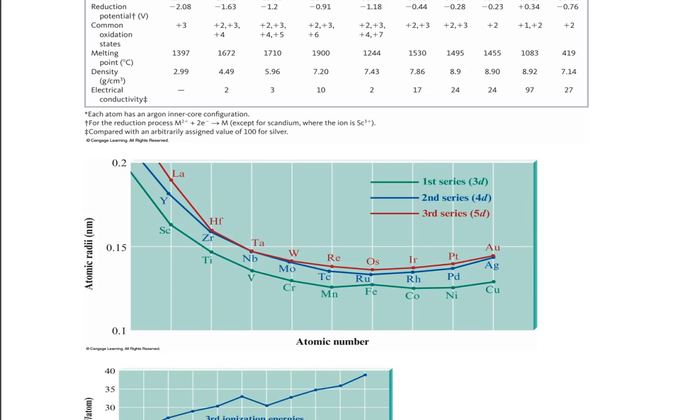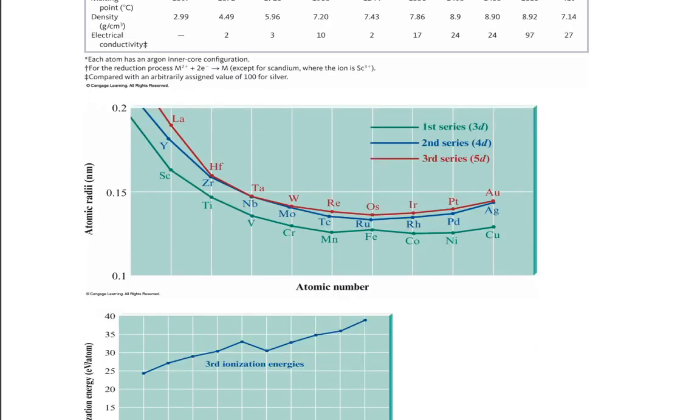But notice that for the 4D and 5D, their outermost electrons are at about the same place, even though we have the shell for the 5D being a whole shell greater. But it turns out that the Z effective for the 5D is such that it pulls those outermost electrons in enough to keep them the same size as the elements directly above them in the 4D row. We will come back to that.